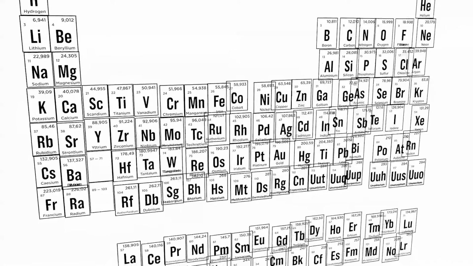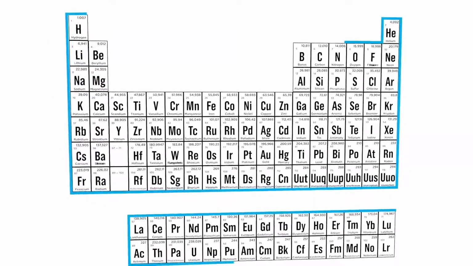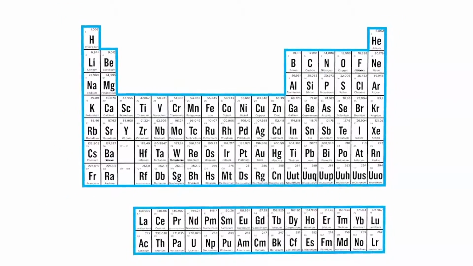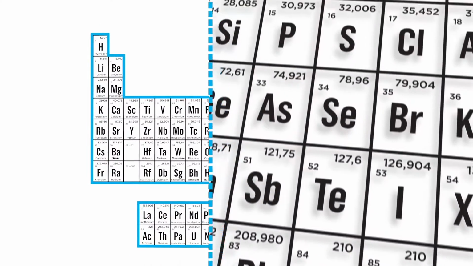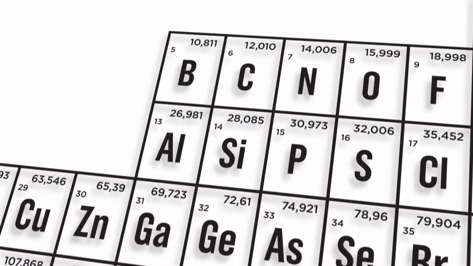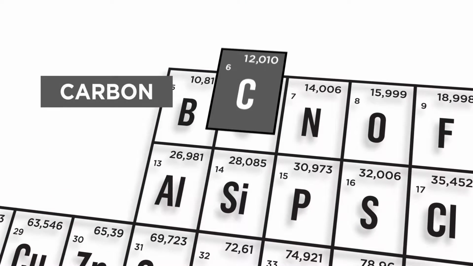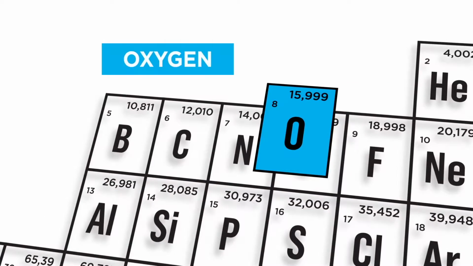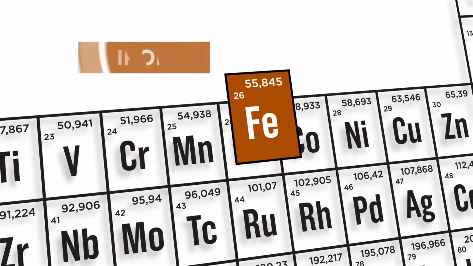Or a rectangle with such a characteristic shape? Unmistakable. Some people know what each of these letters represent. C is the chemical symbol for carbon. O is the chemical symbol for oxygen. The chemical symbol for iron is Fe.